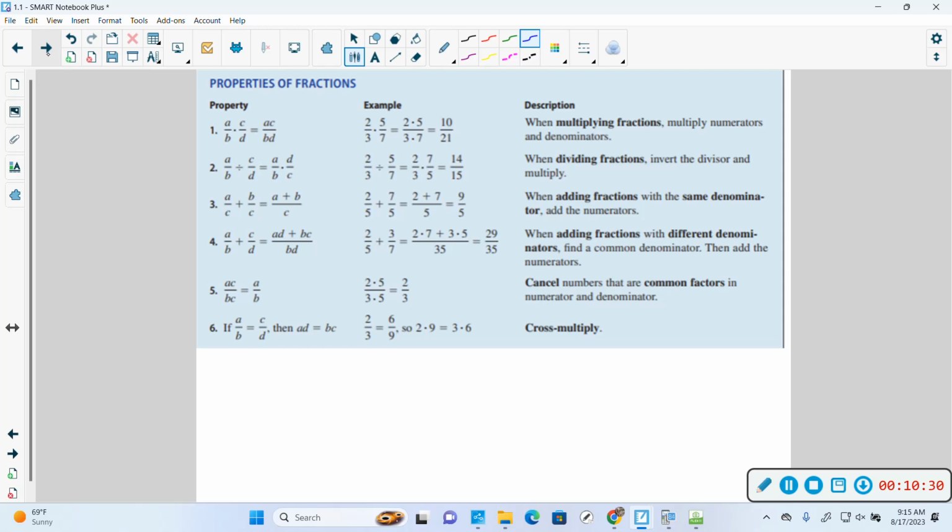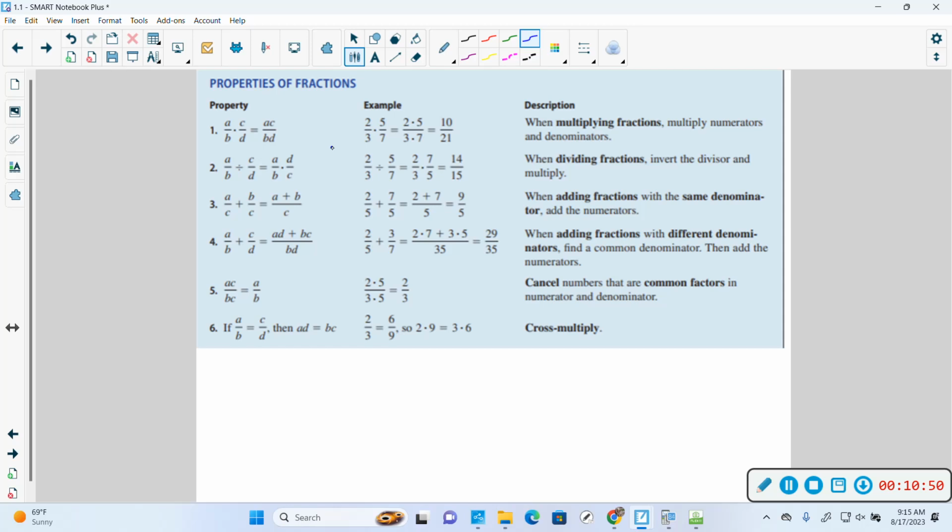Easiest of them all, multiplication. Just multiply across the tops, do the bottoms, easy. Dividing, multiply by the reciprocal. You have to flip that second fraction. Adding and subtracting, we'll do subtracting too, are the tough ones. You need those common denominators. That's where it gets a little bit of work.